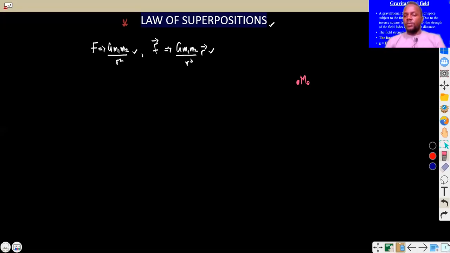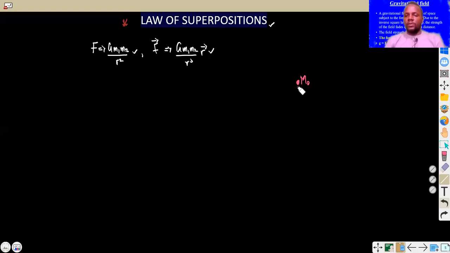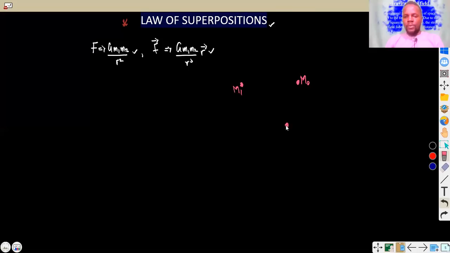It is separated from another point, where we have another point mass. Let's say directly straight to this, we have a point mass m1. We have another point here, m2. We have another point here, m3.